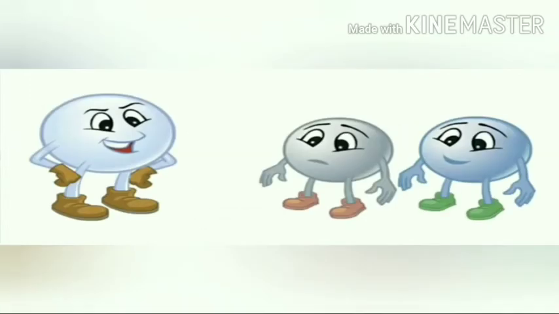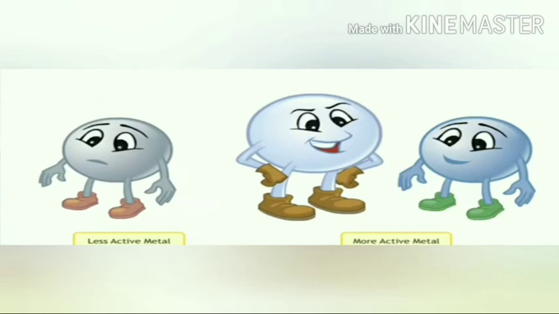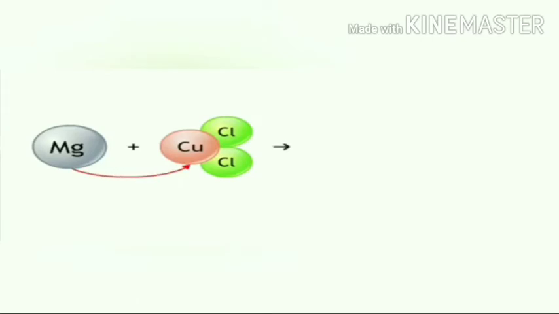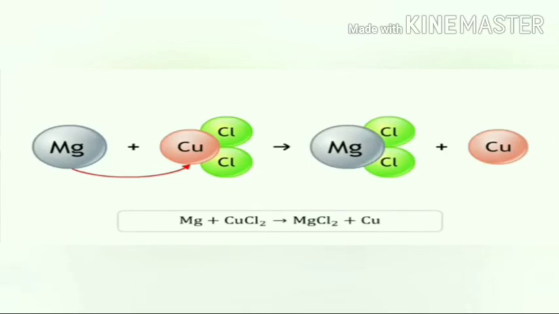Generally, in a displacement reaction, a more reactive metal displaces a less reactive metal from its compound. For example, in the reaction of magnesium with copper chloride, magnesium being more reactive displaces copper to form magnesium chloride and copper.